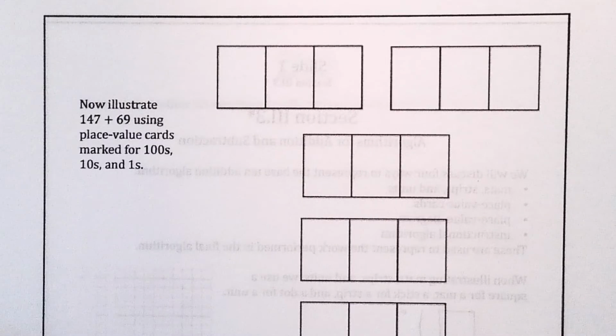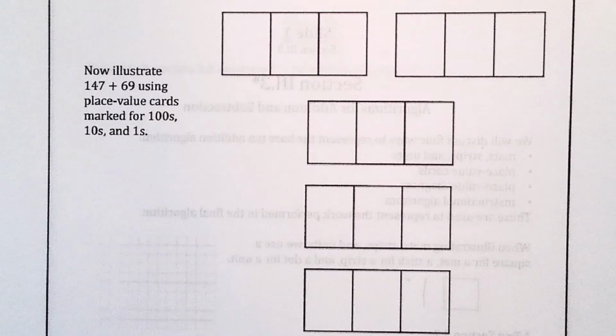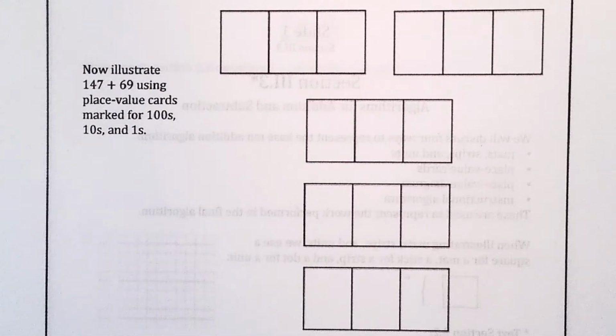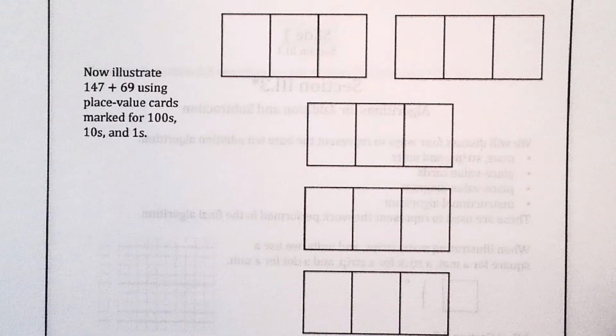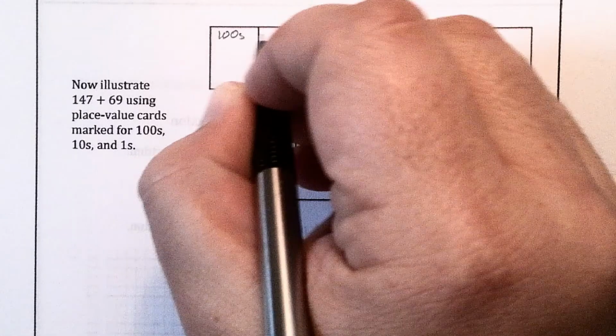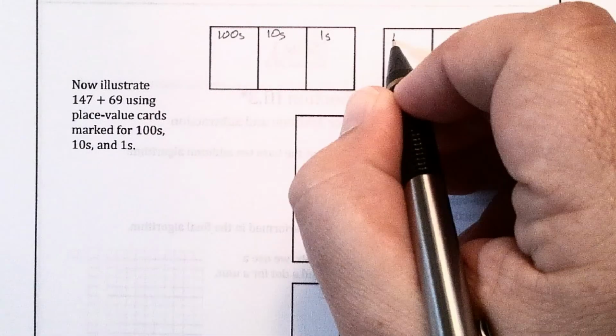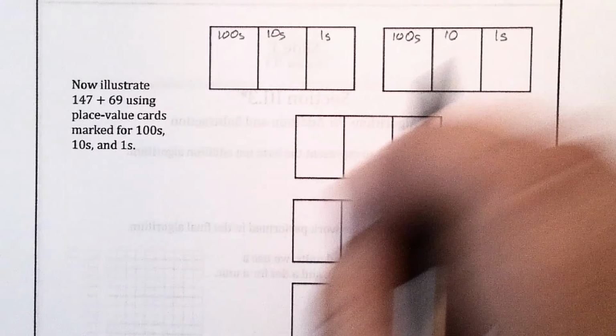This is the second mini lecture for section 3.2 of the textbook. Now we're going to illustrate 147 plus 69 using place value cards marked for 100s, 10s, and 1s. So I'm going to begin by just writing down the 100s, 10s, and 1s here. You should imagine that, if you were doing this in a classroom, maybe you would have cards made out of tag board and laminated or something.